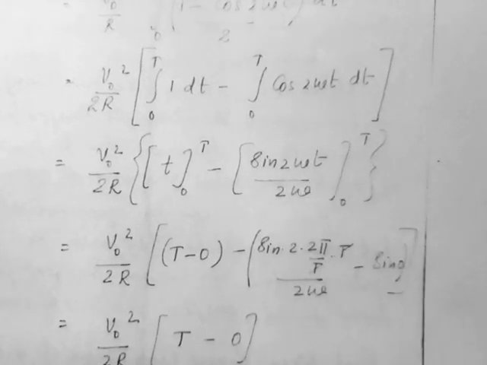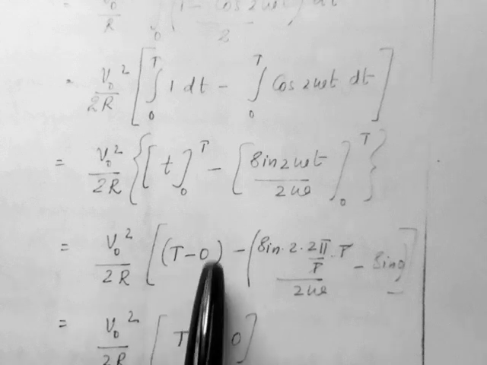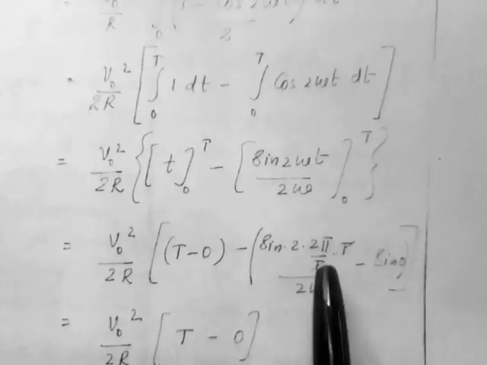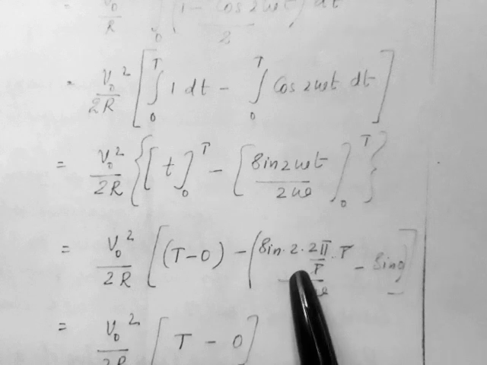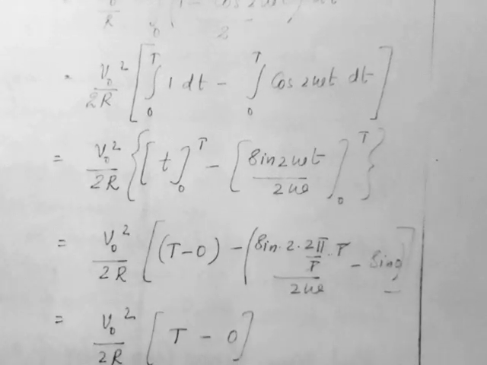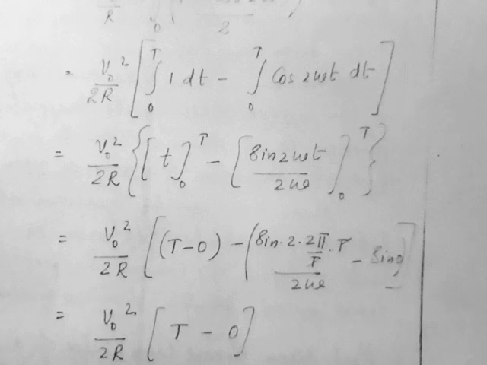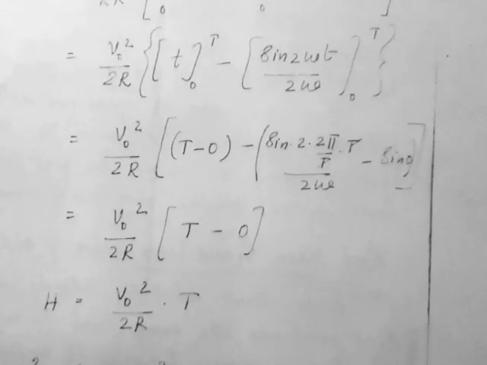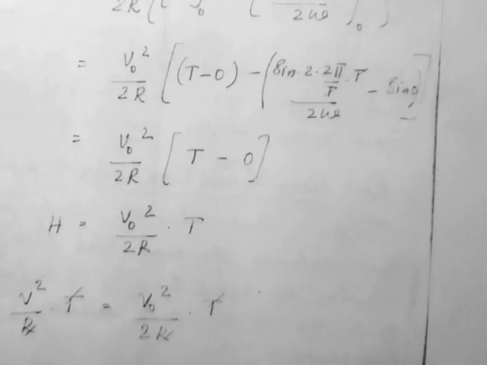Next term, substitute as sin 0. So here we get T minus 0 is T. This term you check. Here we get sin 2 pi, that is 0. This complete term becomes 0. So only V0 square by 2R into T will come. H is V0 square by 2R into T.